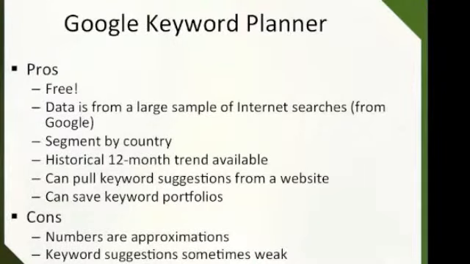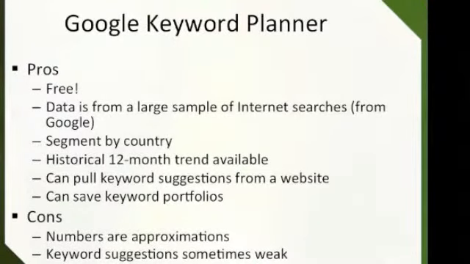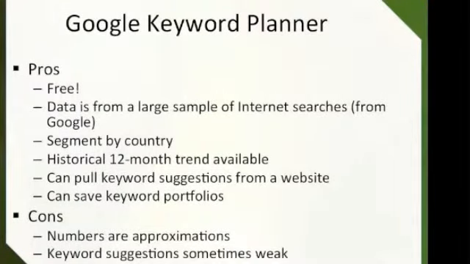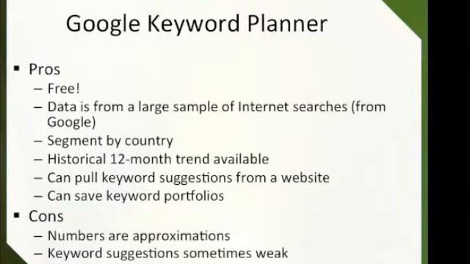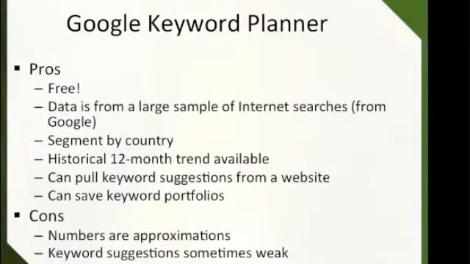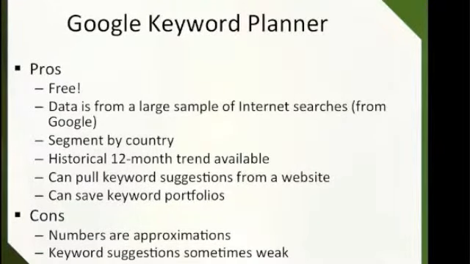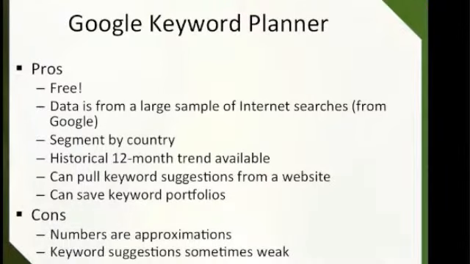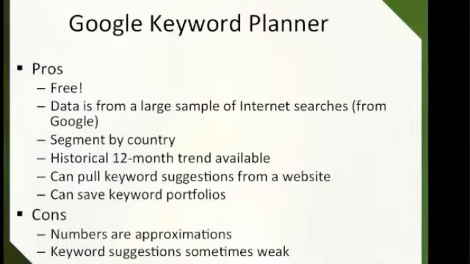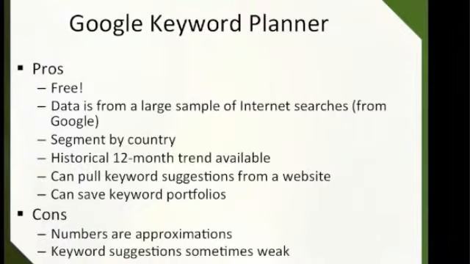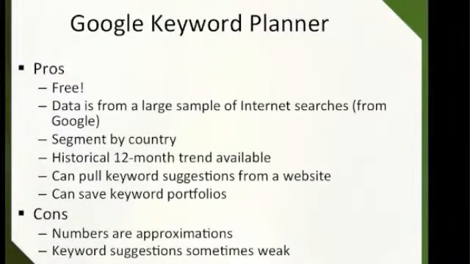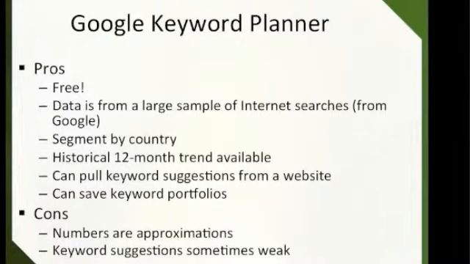So this is a direct from the horse's mouth sort of tool, right? Direct from Google. It's free. You don't have to have a paid account where you're advertising with Google. You just have to sign up with Google AdWords. You don't have to spend a dime with them. Just having a Google AdWords account will get you into this tool. You can segment by country. You can segment by date range and so forth. You can see historical 12-month trends. There's a lot of really cool stuff that you can do inside of the Google Keyword Planner.